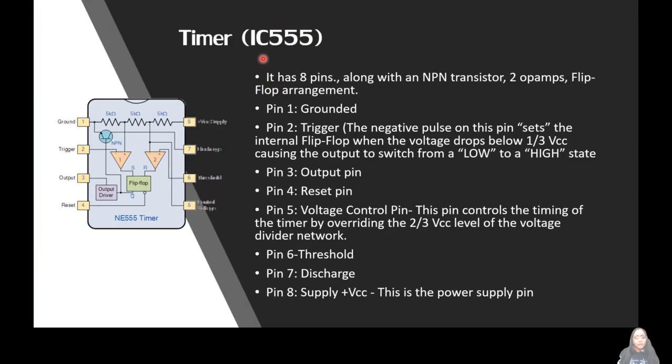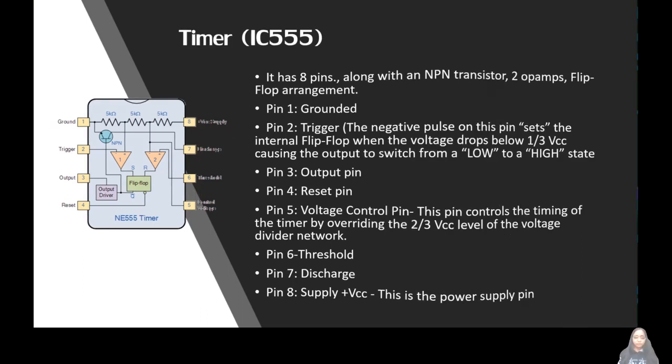Now let me give you a little information about the timer. It has 8 pins along with an NPN transistor, 2 op-amps and a flip-flop arrangement. Pin 1 is grounded, pin 2 is the trigger pin. The negative pulse on this pin sets the internal flip-flop when the voltage drops below 1/3 volt, causing the output to switch from a low to a high state. Then we have pin 3, which is an output, pin 4 being the reset, pin 5 the voltage control, pin 6 being the threshold, pin 7 being the discharge pin, and pin 8 being the supply pin.